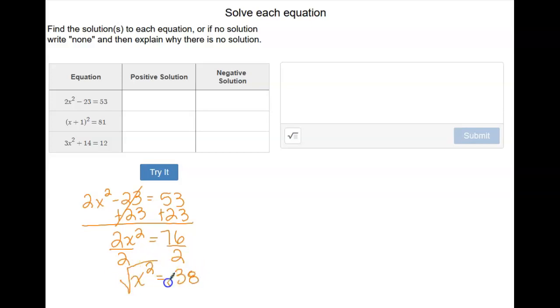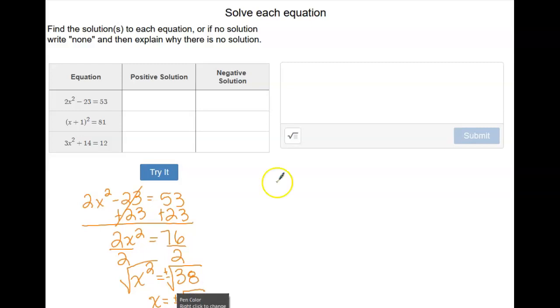And then we want to take the square root on both sides. And remember, when we take the square root on both sides, we want to do the positive and the negative version of it. So x would be equal to the positive and the negative version of the square root of 38.